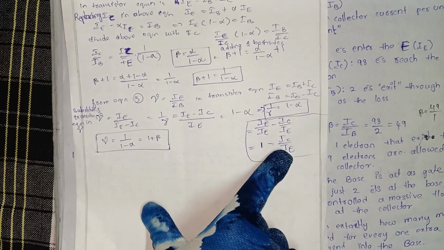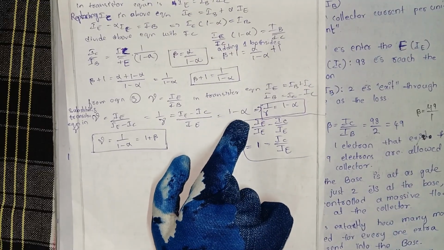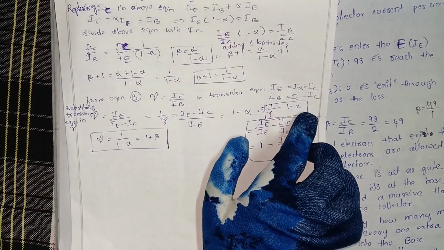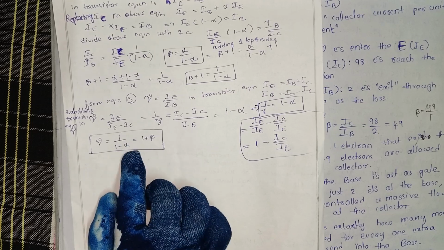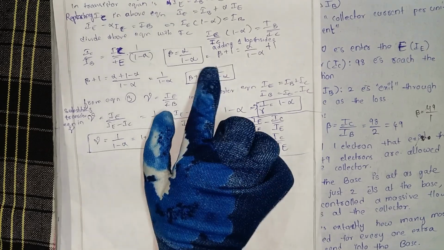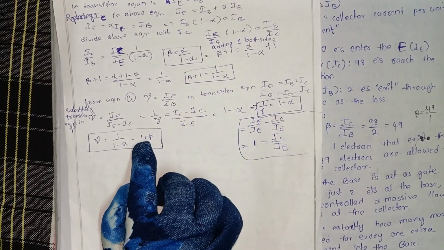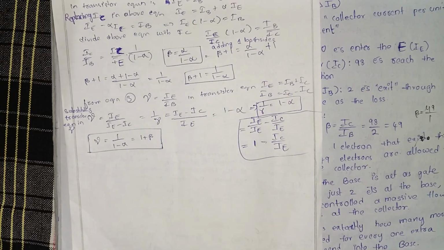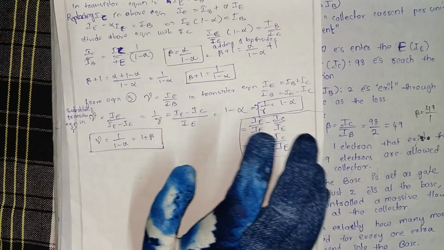So what is IC by IE? It is alpha. So we have written 1 minus alpha. Then we got 1 by gamma as 1 minus alpha. If we invert it, then we get gamma is equal to 1 by 1 minus alpha. We obtained this term earlier also, which is equal to beta plus 1. So here we are adding it, 1 plus beta. So it is the relation between gamma, alpha and beta, meaning alpha, beta and gamma.